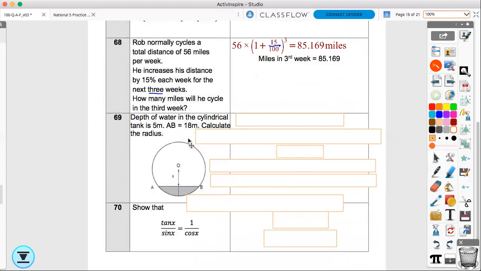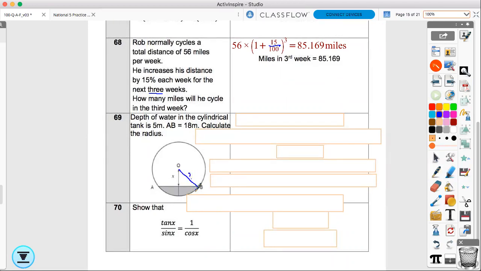This is the typical depth of water in the cylindrical tank. Calculate the radius. So what we're looking for here is this value. The radius is from the center there, right up to that point. That's what we're looking for.